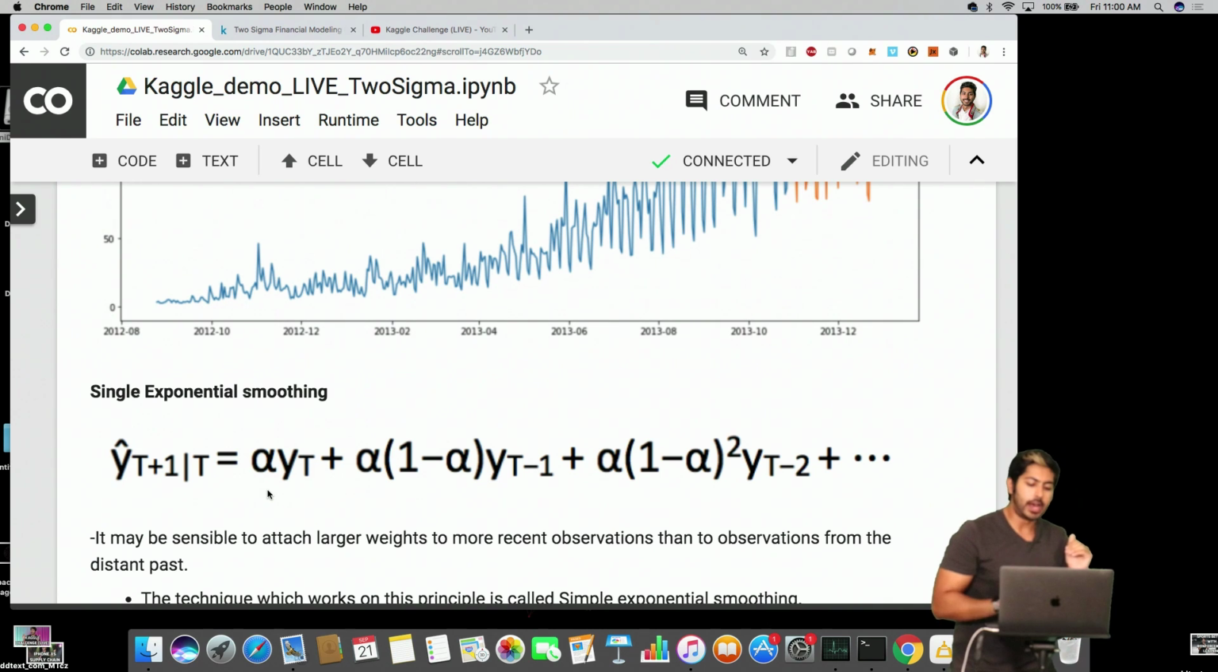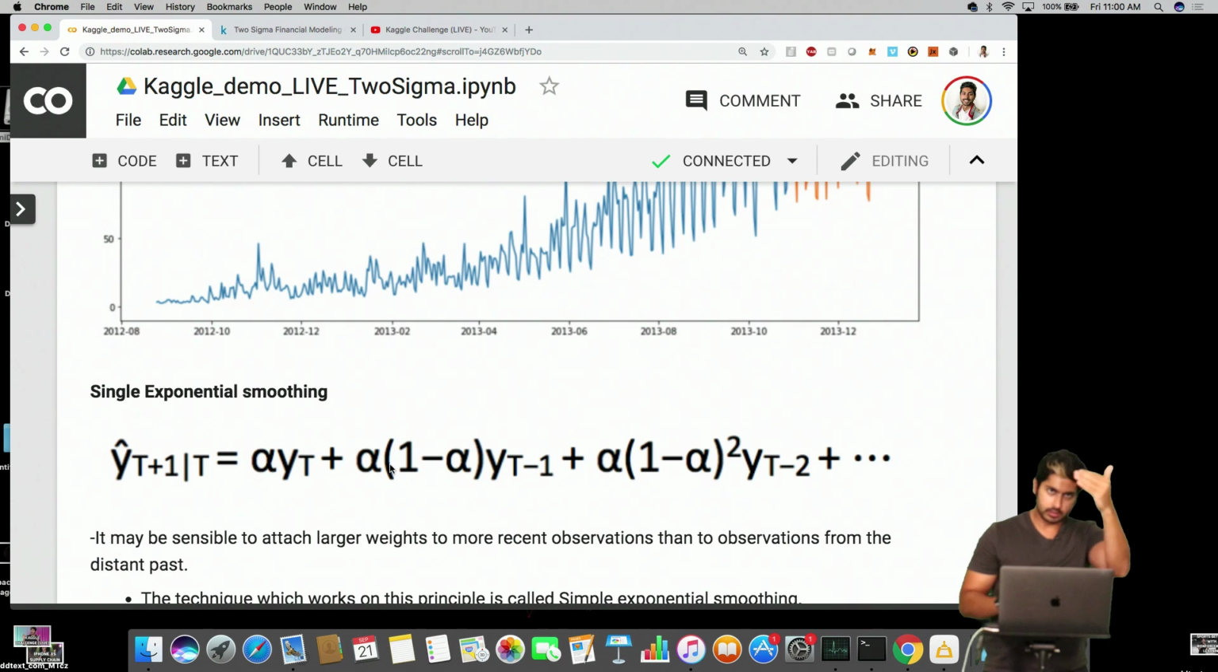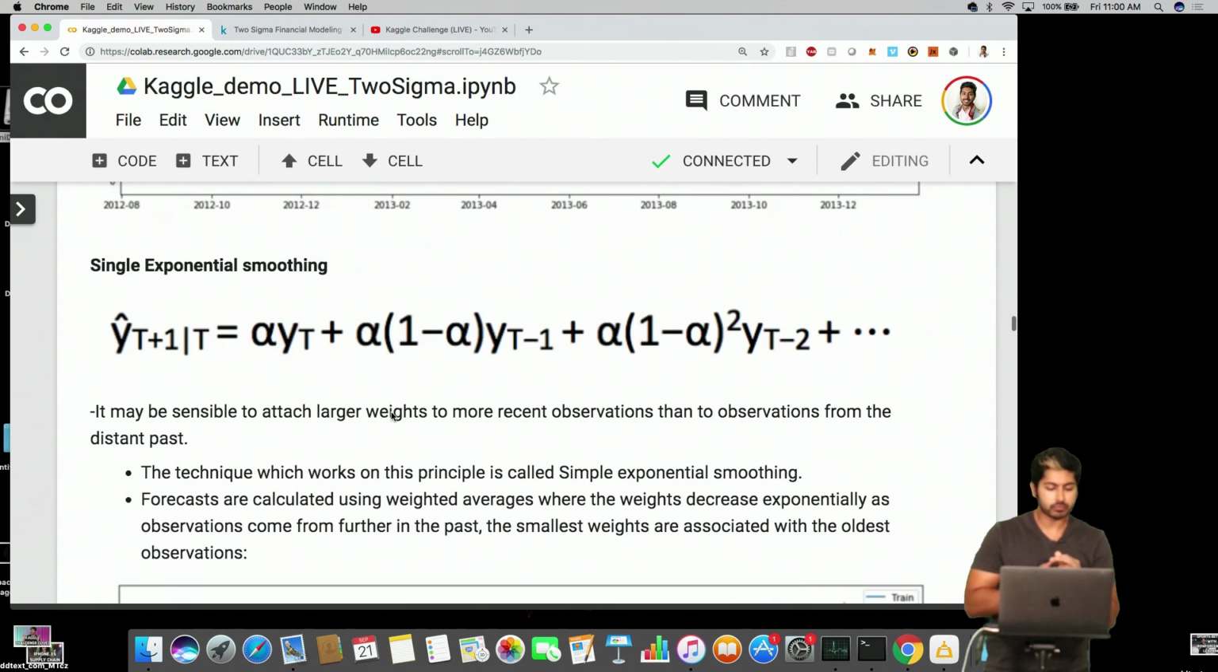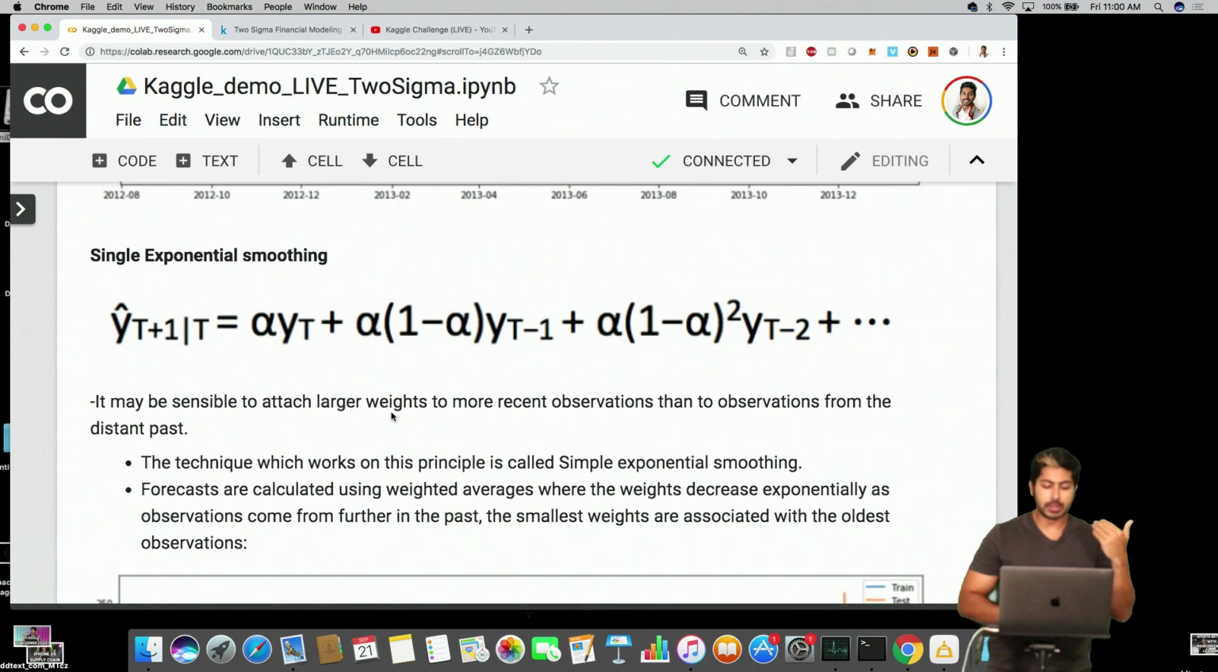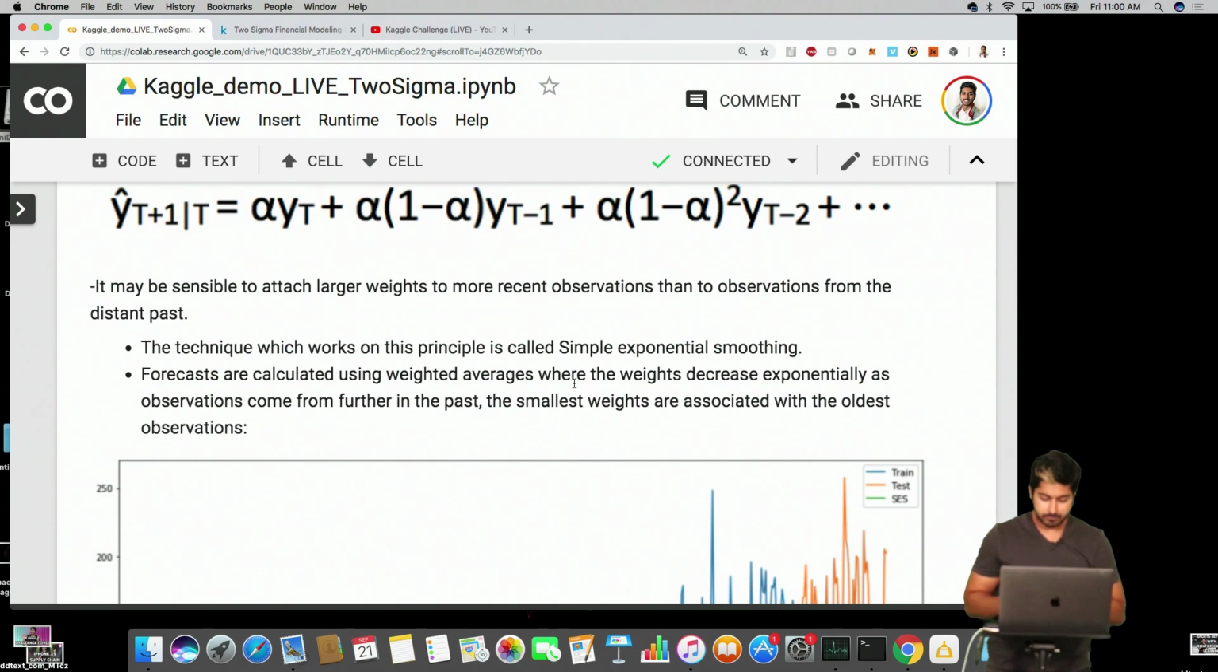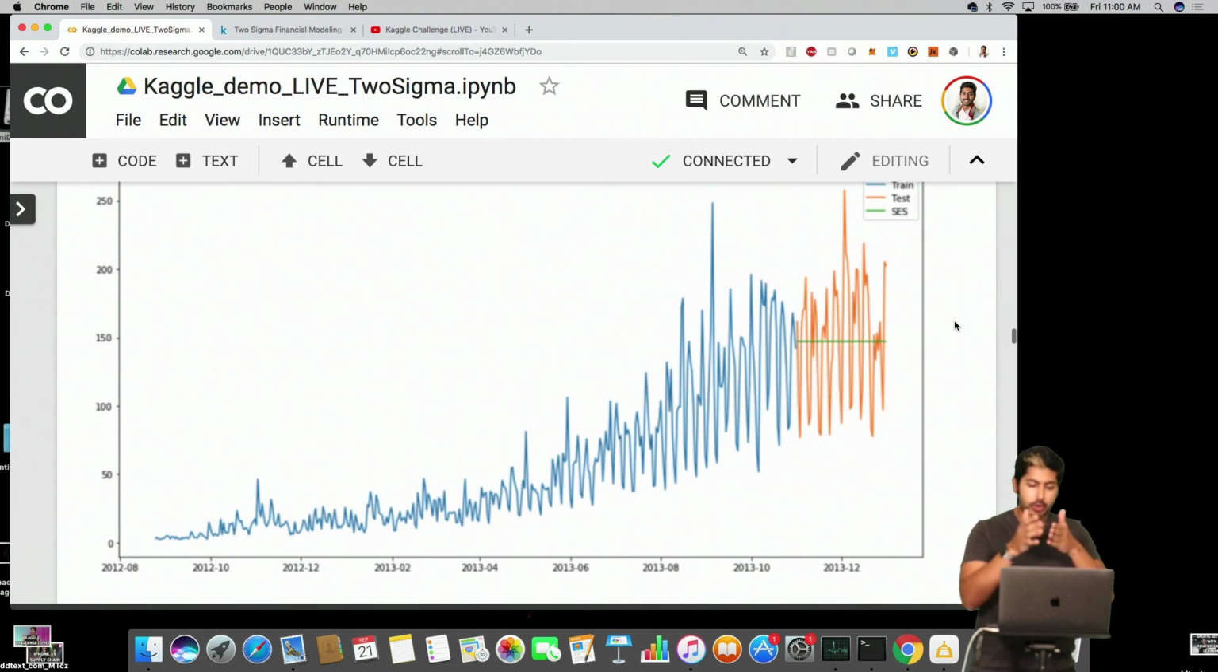But we're multiplying it by this constant value, and squared, cubed, to the fourth, to the fifth. Notice this trend here of exponentially increasing. And so this is called simple exponential smoothing, okay? And what this means is that these variables are going to be weighted differently.